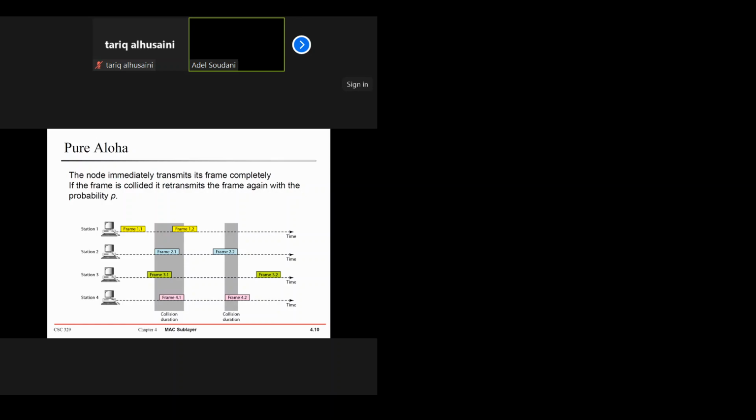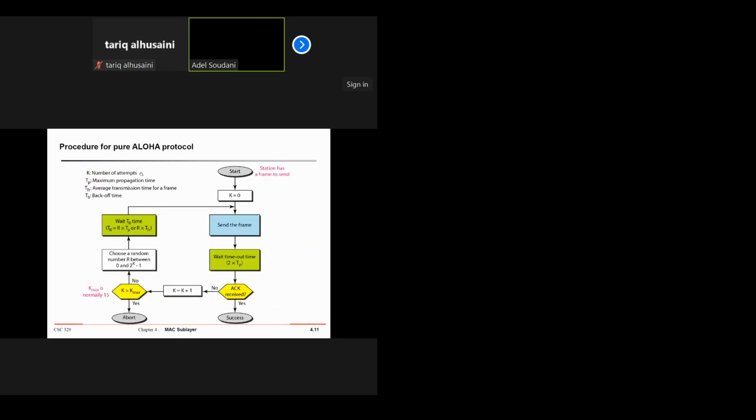Acknowledgement means, as we have seen in the previous chapter, information coming from the receiver side confirming the reception of that specific frame. So if the frame is not acknowledged, then the station will simply restart the retransmission of the frame later on, and we have presented for you the algorithm that describes the function of the Aloha protocol.